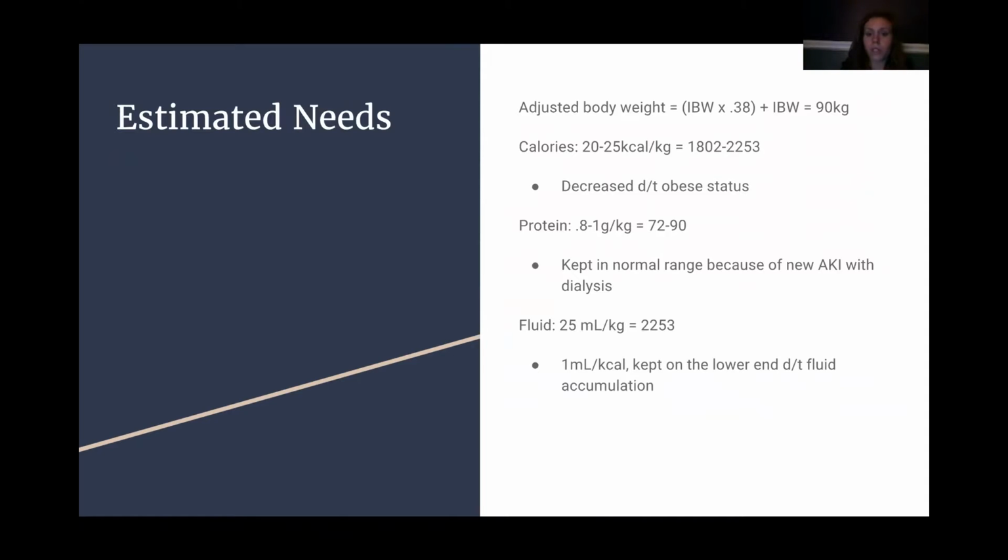For his protein, we used the normal range of protein because he had a new AKI and was going to receive dialysis. So 72 grams to 90 grams per day was the protein need that we estimated. And then for fluids, we kept the fluids on the lower end due to fluid accumulation. So 25 milliliters per kilogram is what we used, and we got about 2,200.